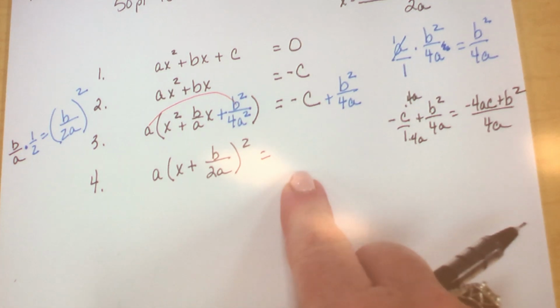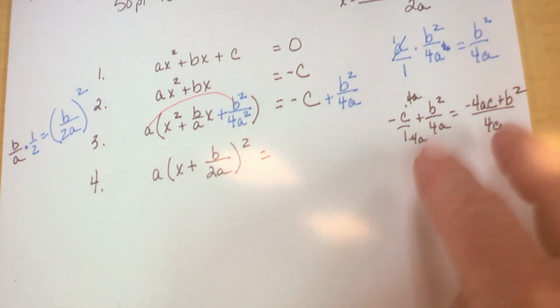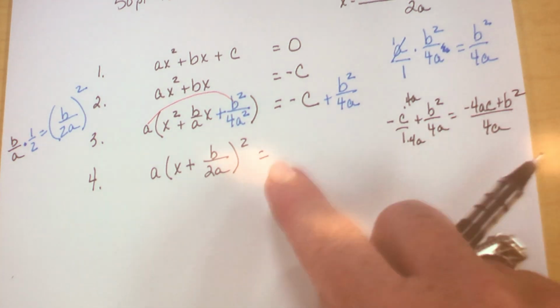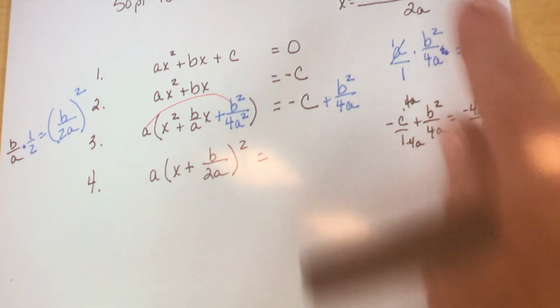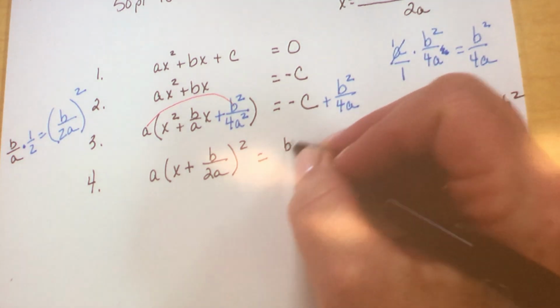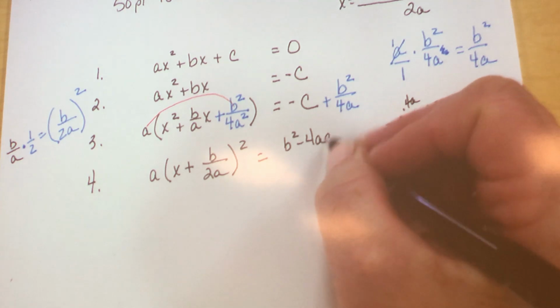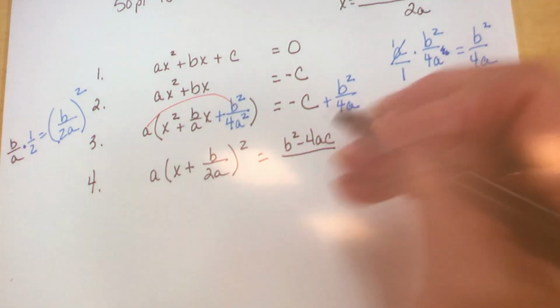Now when we write it over here, we're going to flip it around. Okay? I wouldn't count it wrong if you didn't, but it'll help you if you flip it around because that's what it looks like. Okay? So I'm going to write B squared minus 4AC all over 4A.